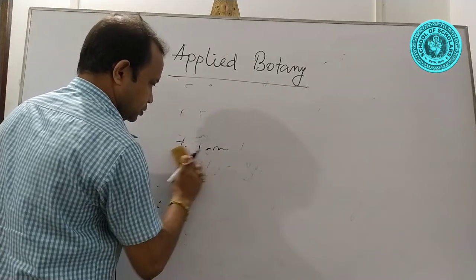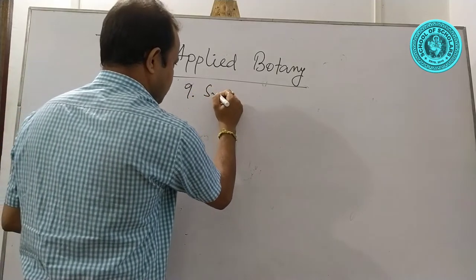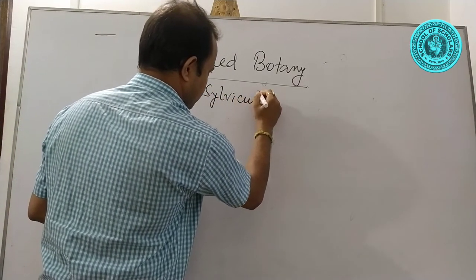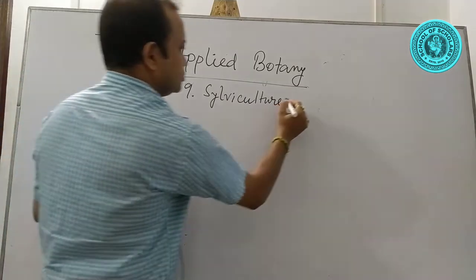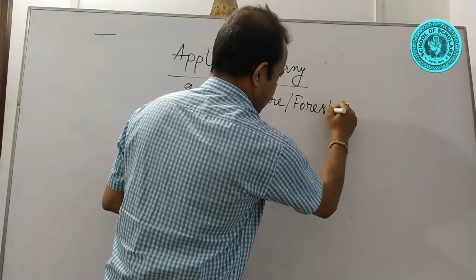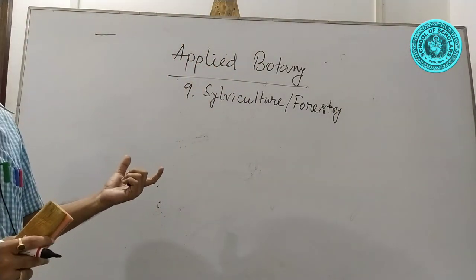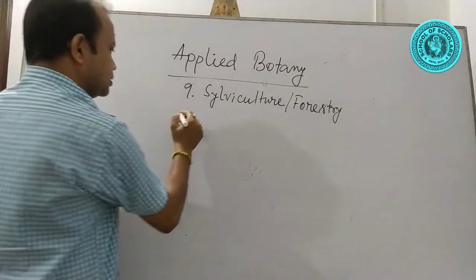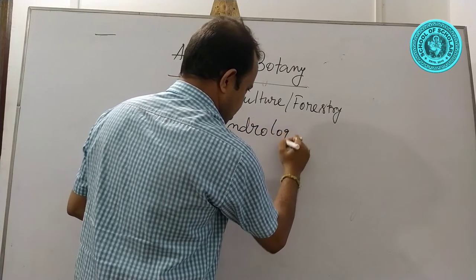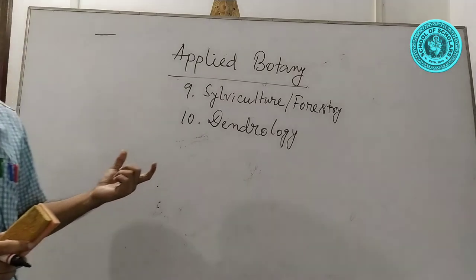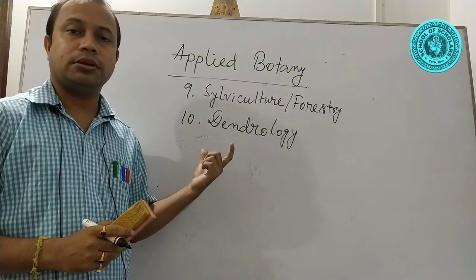Next, you see silviculture, or it is otherwise known as forestry. This branch deals with the study of forest and forest product. Then another branch is dendrology. This is the branch which deals with the study of woody plants or wood yielding plants.